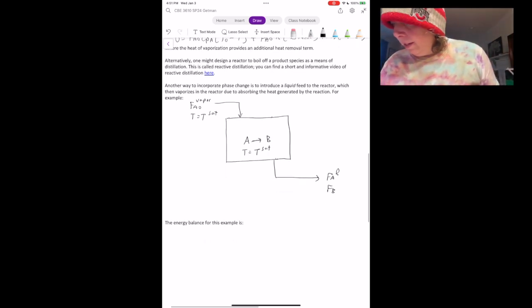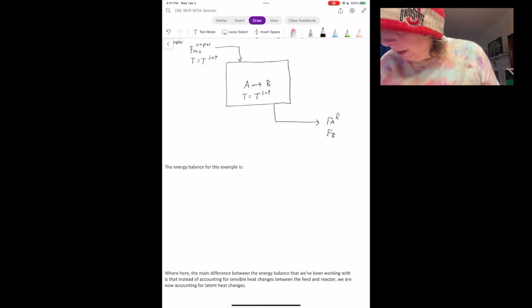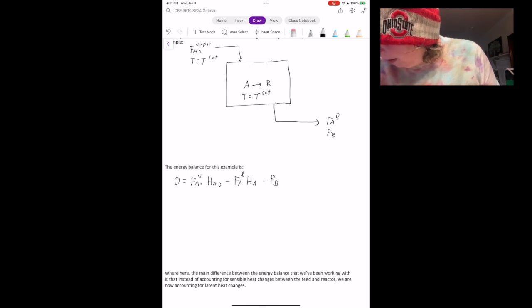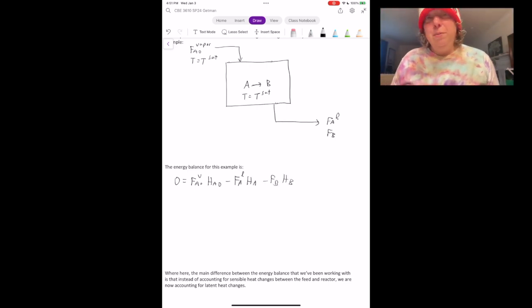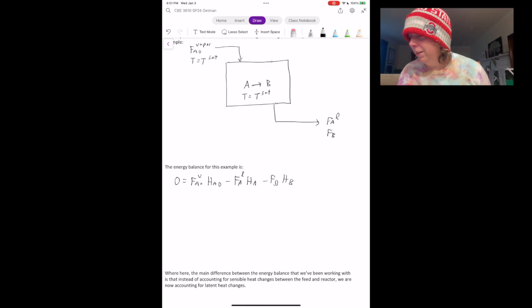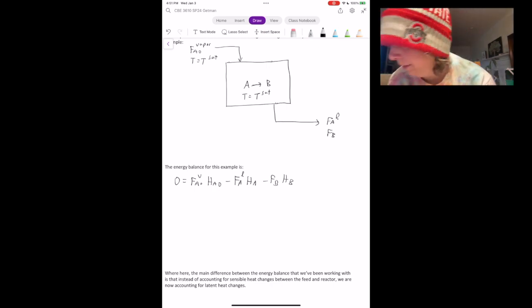All right, so in this example, for the energy balance, we're going to do the same thing. We have FA naught, and we're going to remind ourselves that this is a vapor, HA naught, minus FA, and we remind ourselves that this is a liquid, HA, minus FB HB. And then again, maybe we have a heat exchanger. If so, we're going to add in a UA, T minus TA term, TA minus T term, one of those, just making sure we account properly.